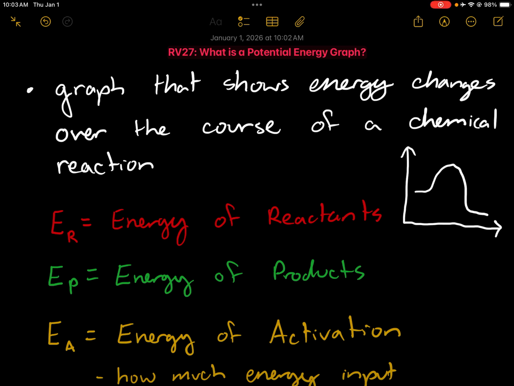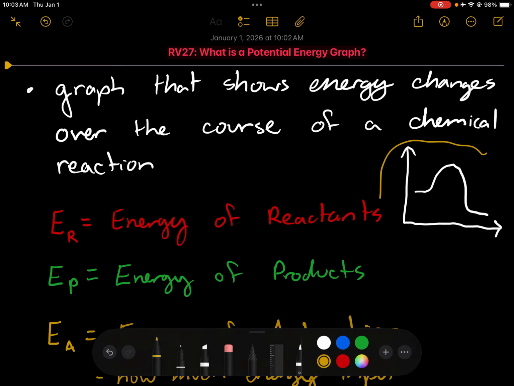This is review video 27. What is a potential energy graph? So if you've taken chemistry before, you've already seen a potential energy graph. They look like this, so they should look fairly familiar to you. But specifically what they are is a graph that shows energy changes over the course of a chemical reaction.